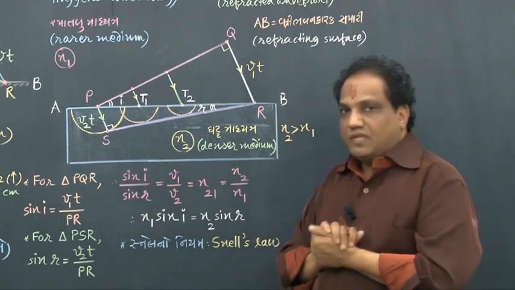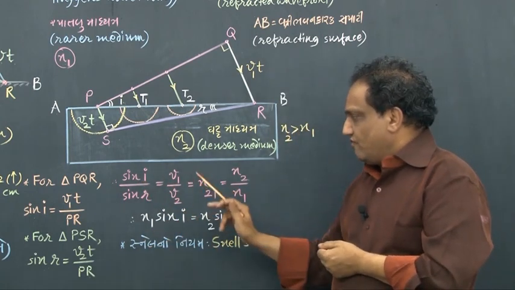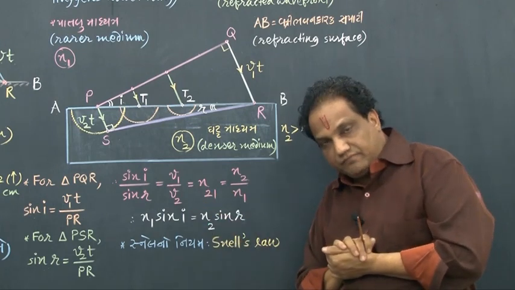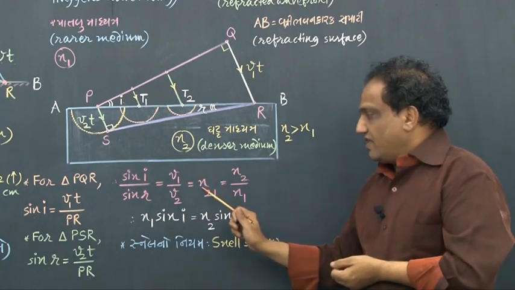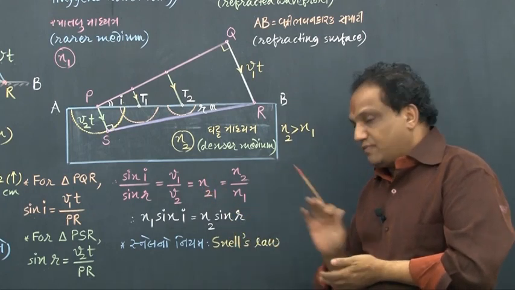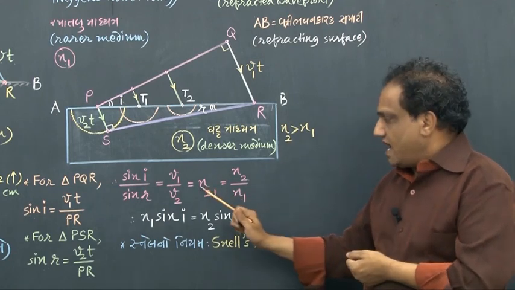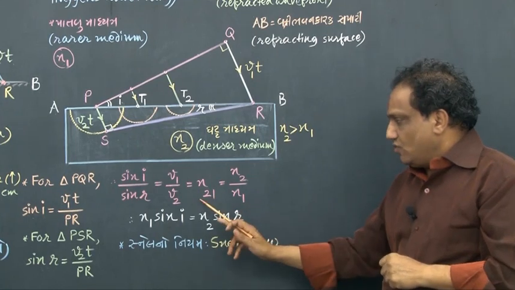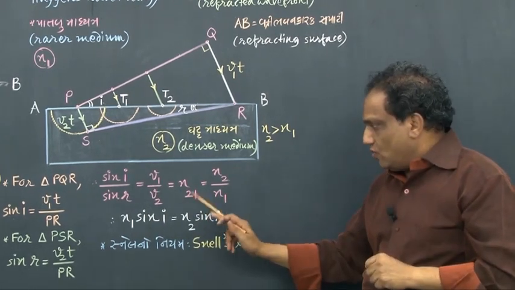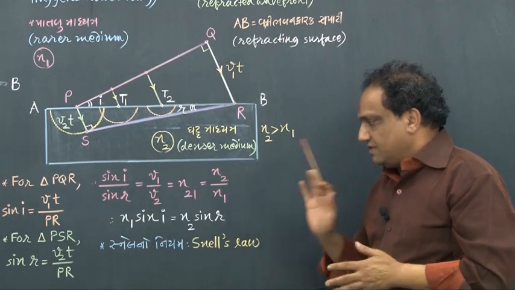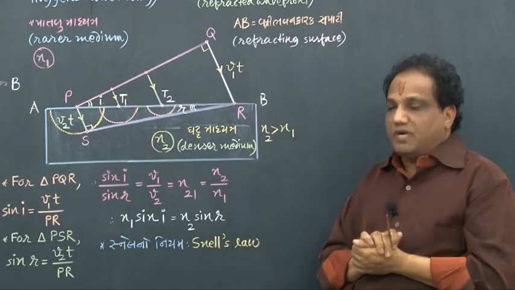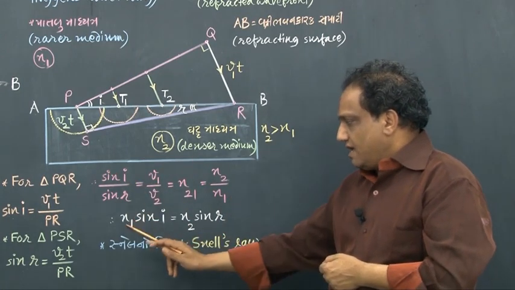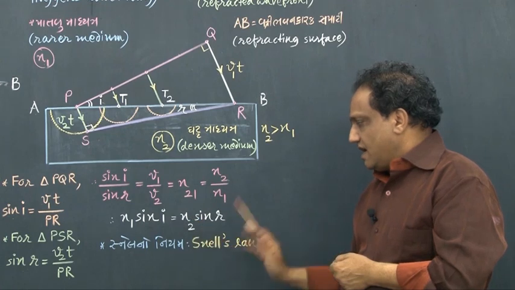The ratio of the velocity of the wave in the first medium to the velocity of the wave in the second medium is called the relative refractive index of the second medium with respect to the first medium, shown by the symbol n21. By definition, as you know from third semester, n21 is nothing but n2 upon n1. Now just take cross multiplication. n1 sin i equals n2 sin r.